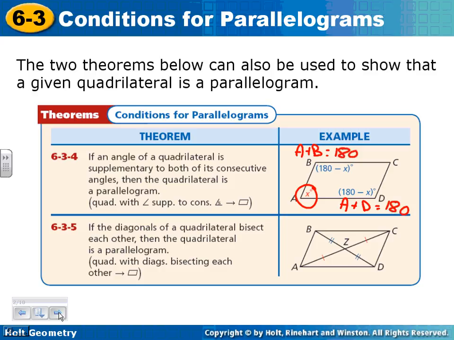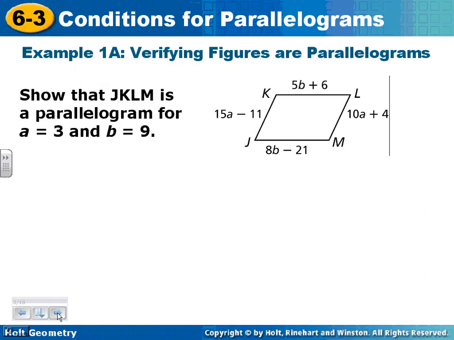The fifth and final one. If the diagonals of a quadrilateral bisect each other. Notice the diagonals. I have this half is congruent to that little half, and then the double tick marks there and double tick marks there. That means the diagonals bisect each other, so that's enough information to say we do have a parallelogram. So, with those 5 theorems, let's work out some examples.